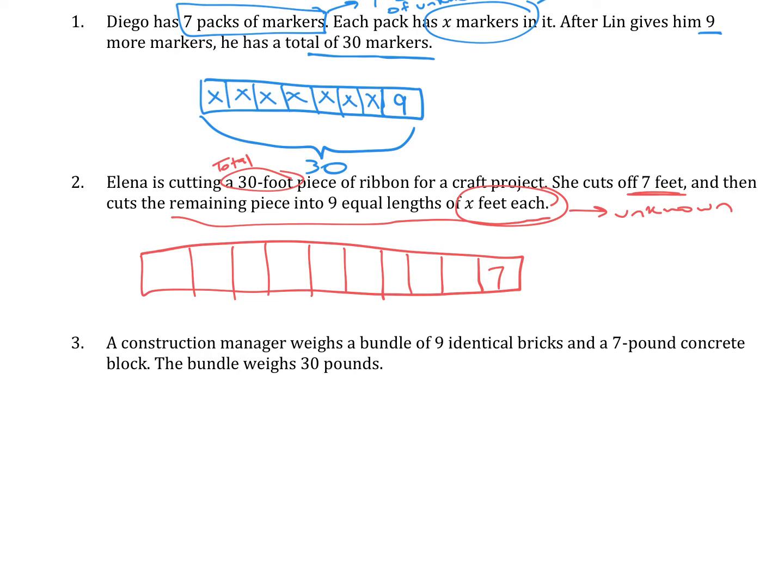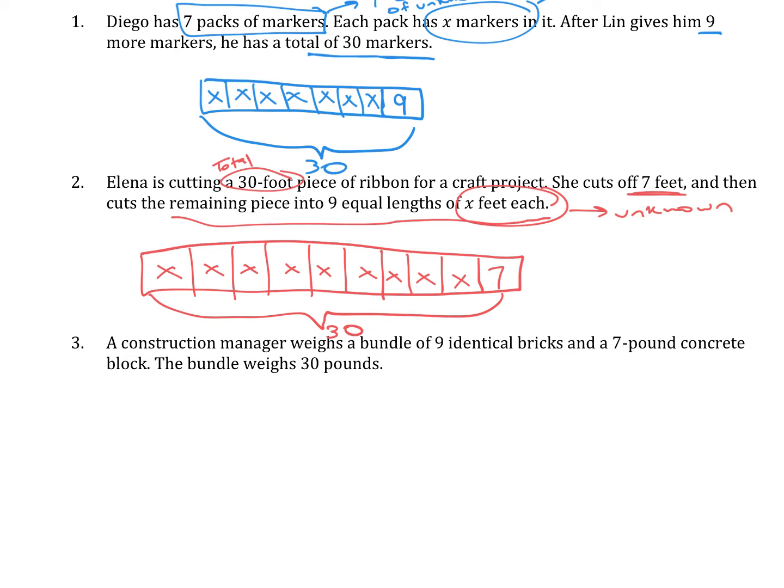And each of the boxes should be X. And then finally, I have my total, which is 30. Okay, let's look at the next one.